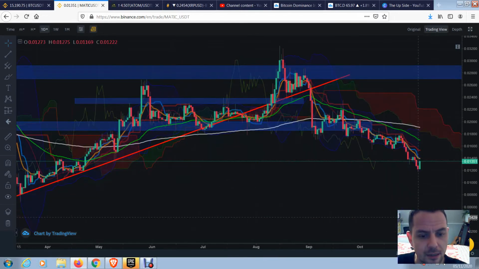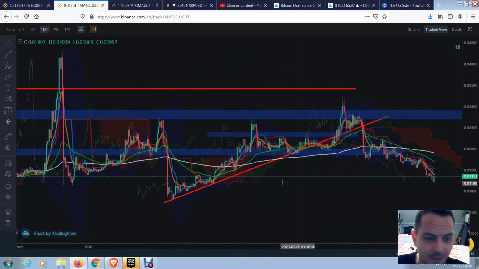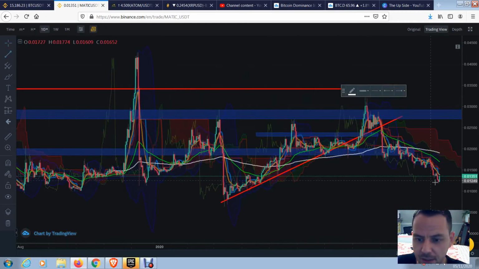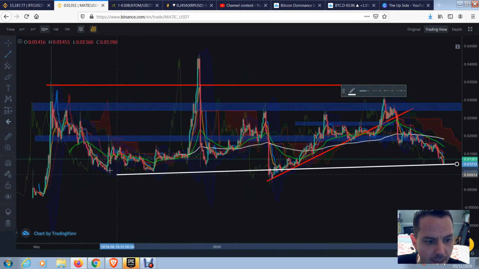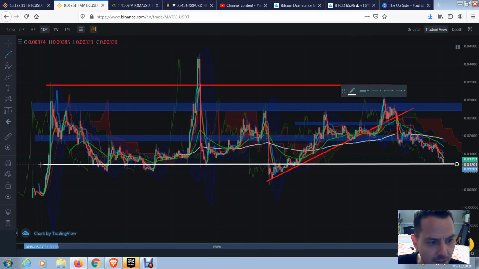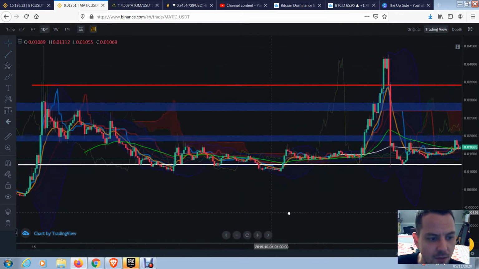But personally I think that Matic wants to come back down to that 1.2 cent level again and test it. For that reason we're going to put in a little white line here to show the 1.2 cent area and how significant it basically is. So here we go. Let's have a look back in time at 1.2 cent, shall we?